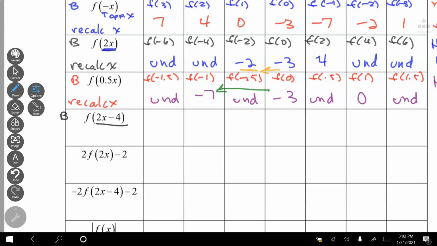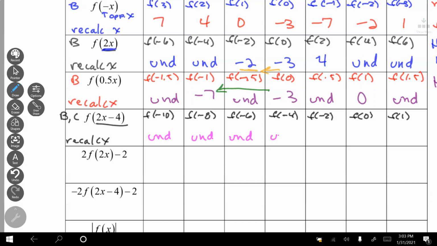That is a b and a c value. I'm going to have to recalculate all my x's all over again. So this first x was negative 3, so that would be f of negative 10, and so on and so forth. So I recalculated all my x values, and at negative 10 there is no y value. At x equals negative 8, again, these are all undefined until I get to f of negative 2.